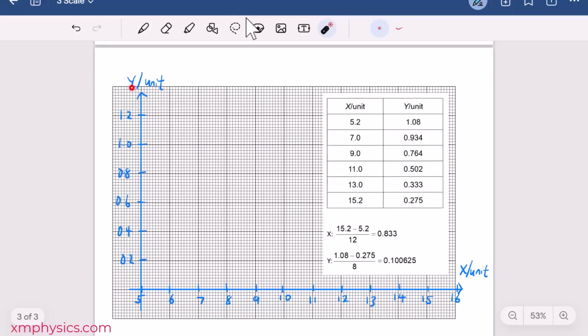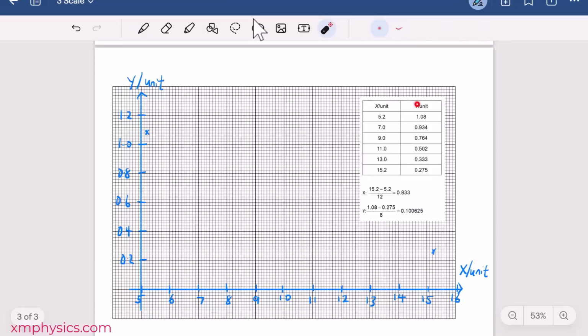So your y-axis looks like this. You start from 0.2. You don't want to start with an ugly number like 0.275, yeah? So you start from 0.2 and you increase by 0.2 for every big square. You end up with 1.2 here. 5.2, 1.08 will sit somewhere here. And the other extreme data, 15.2, 0.275 will sit somewhere here.